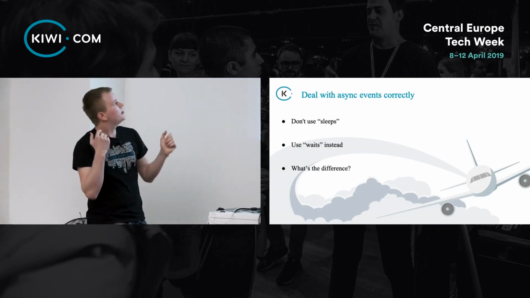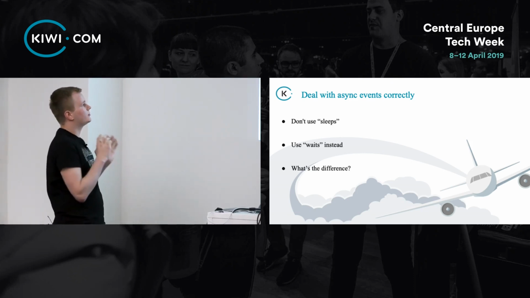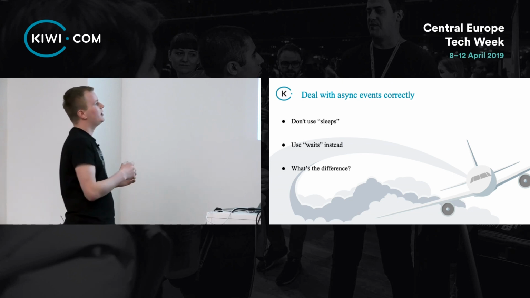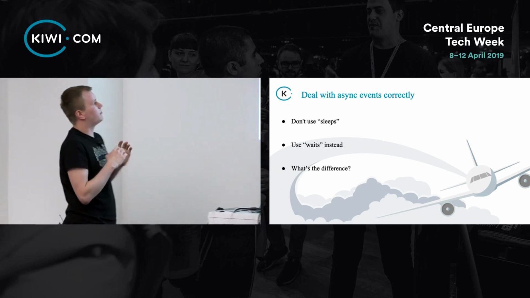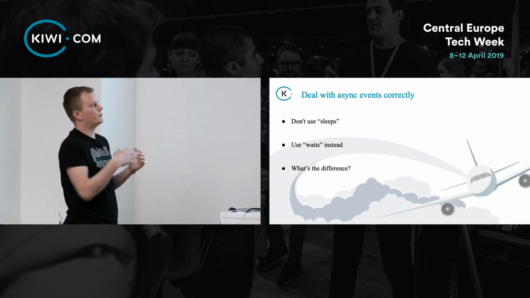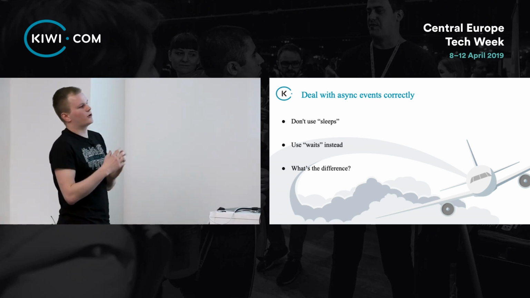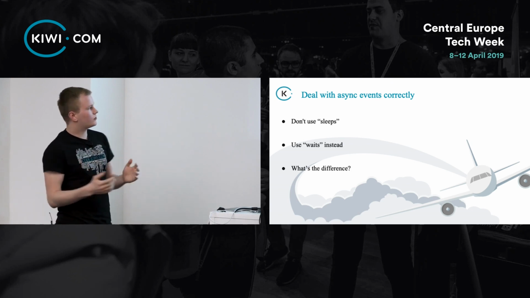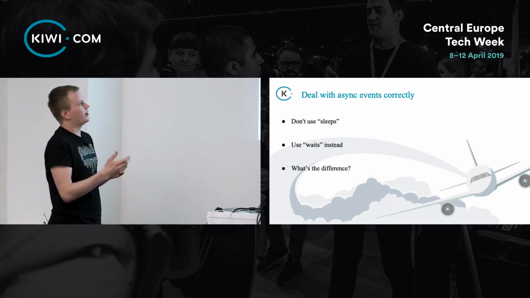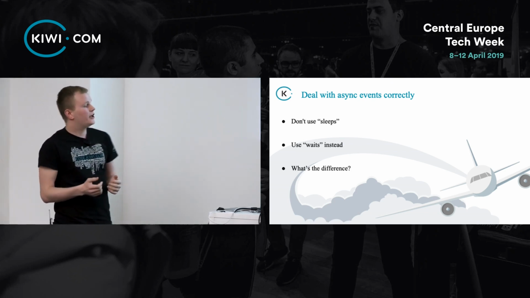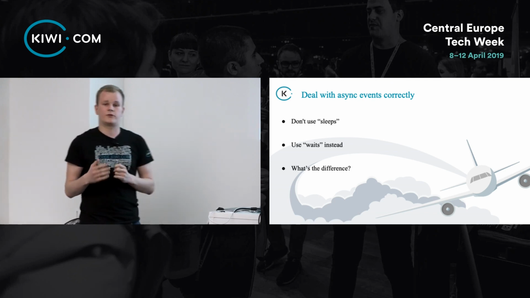Another part is that you should deal with events correctly. You shouldn't use sleeps. You should use waits or wait for something. What's the difference? Basically, the sleep blocks your main thread, which the application is running on. If you have some login button, let's say, and it's not on the screen at the beginning of the test, and you want to wait for it, you shouldn't put sleep for 20 seconds there, because it will block your test for 20 seconds.